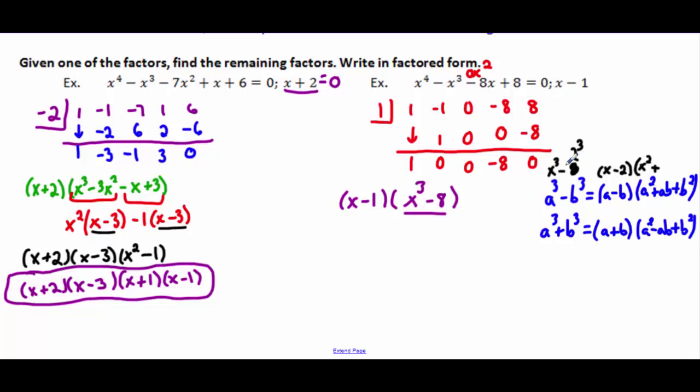a times b, a is x and b is 2, so that makes 2x. And then b squared is the last thing squared, so that's plus 4. And this is actually pretty simple. Like, you just cube root both of them and get x and 2.